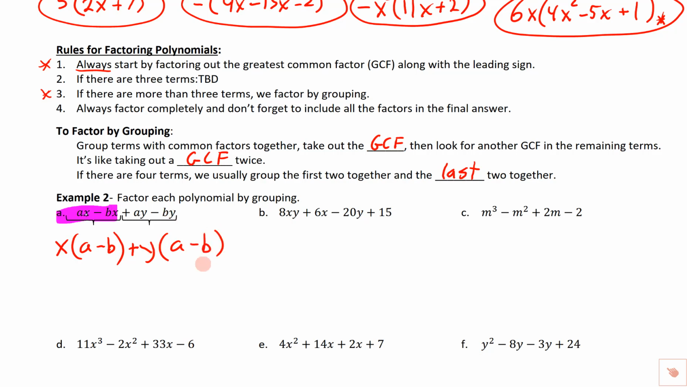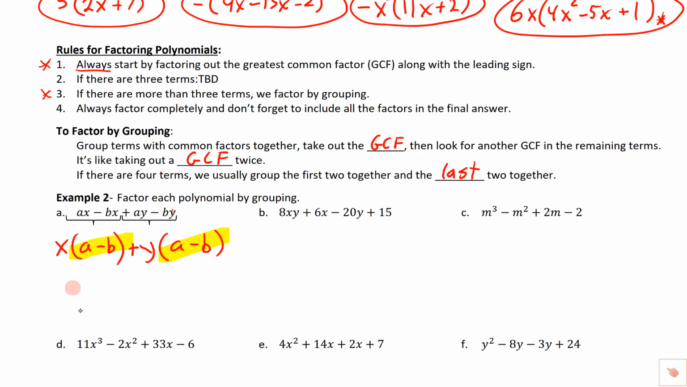Okay? Now, that is the first step. Hopefully it's not too bad. We've got a little GCF problem here, little GCF problem here, and then we take a look at this right here. Now remember we said once we get done taking out the greatest common factor of each group, we look for another GCF in the remaining terms. So take a look at this. I've got an A minus B in each one of them. This is X times A minus B, and this is plus Y times A minus B.